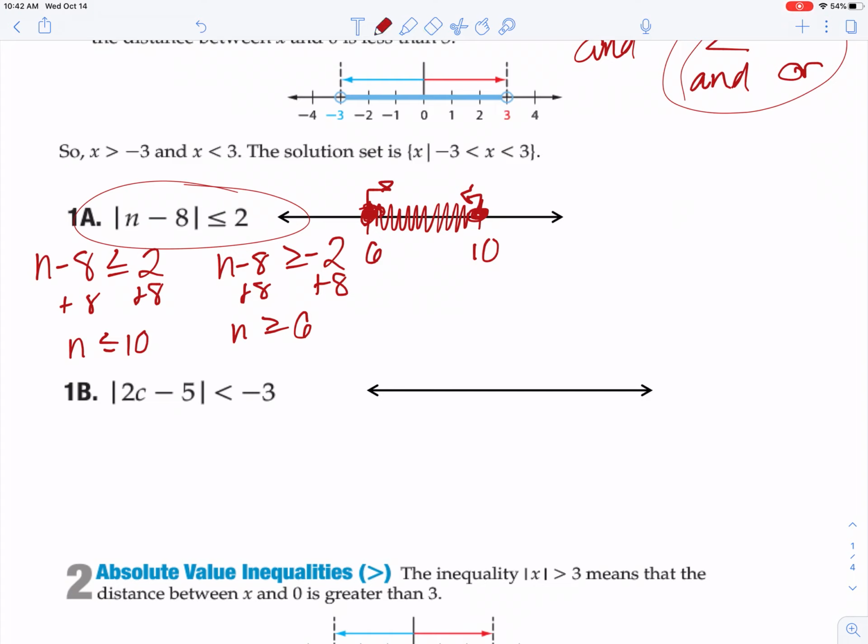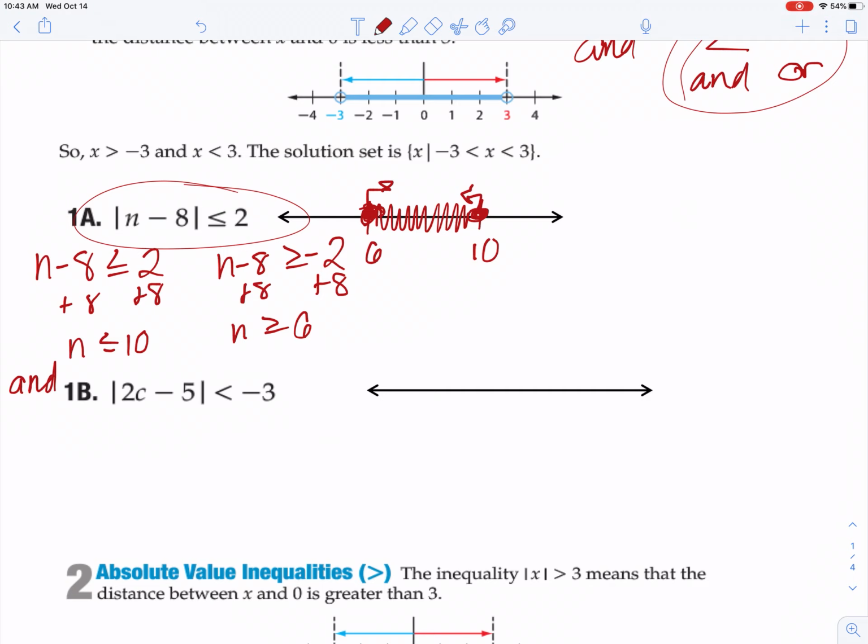So the next one, I see that it's a less than sign, so this means it's going to be an and, which means it should shade in the middle. So let's go ahead and do this. It would be 2c minus 5 is less than negative 3. And then the other one should be 2c minus 5, switch the sign, and then make it negative. Whoa, hold on a second. It was already negative. Do you remember when we did equations, I said if it's already negative, you need to stop and ask yourself some questions? Let's stop and ask ourselves, what's really going on here?